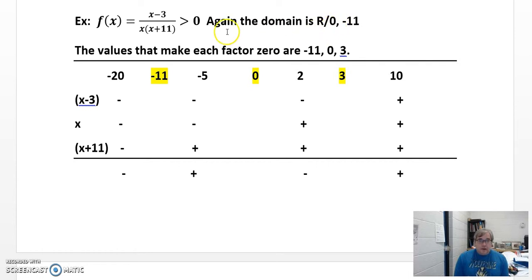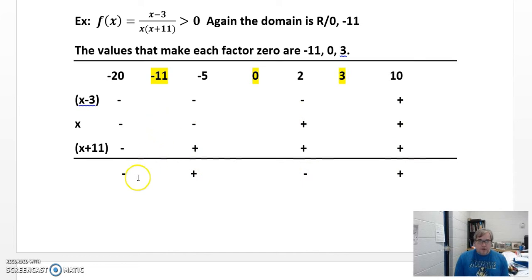But when I think about what makes each one of these factors a 0, I am going to put the negative 11, the 0, and also a 3. Put them in yellow. Pick numbers beyond and between. And mentally plug those black numbers in. And I'm going to look at my negatives. I have an odd number. So it's negative, even number, positive, odd, negative, all positive.